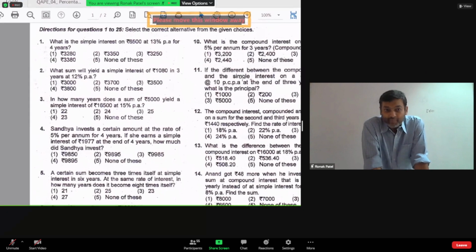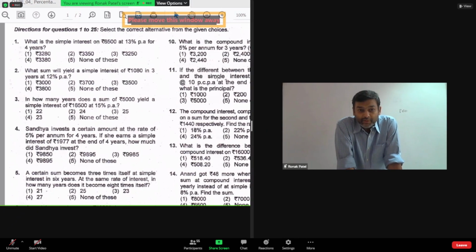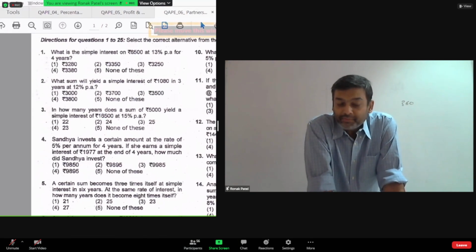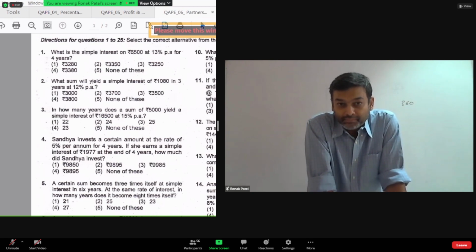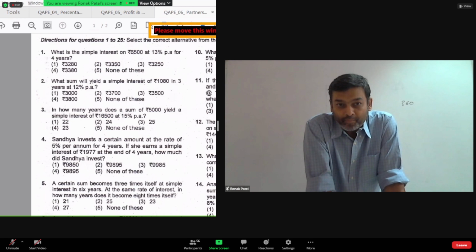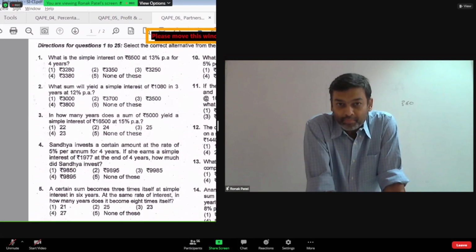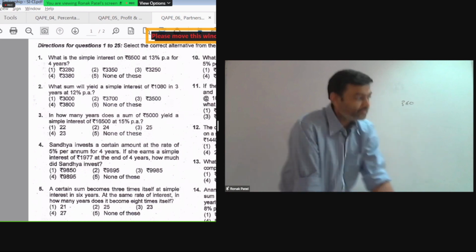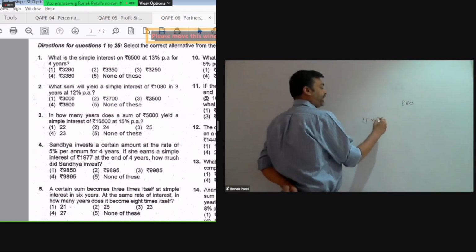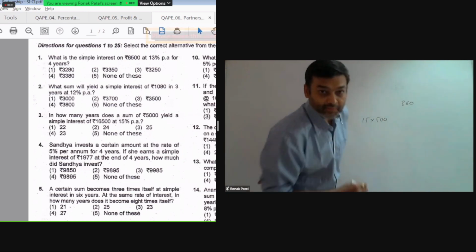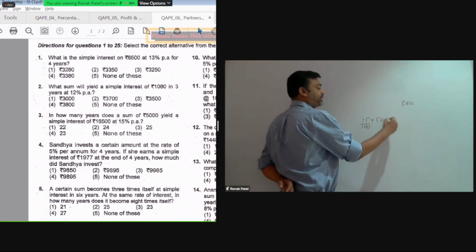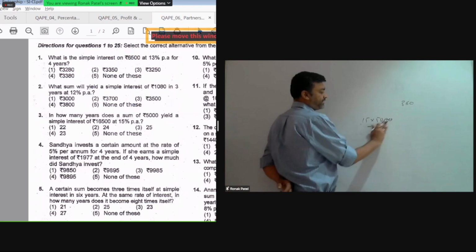Next one, let me see. In how many years does a sum of rupees 5000 yield a simple interest of 16500 at 15% per annum? So how would you like to do this? So can you find out yearly interest, 15% of 5,000? So 15% of 5,000, I can do like this: 15 upon 100 of 5,000. I'll keep this in my mind, cut it and write direct answer. This is my interest for 1 year.